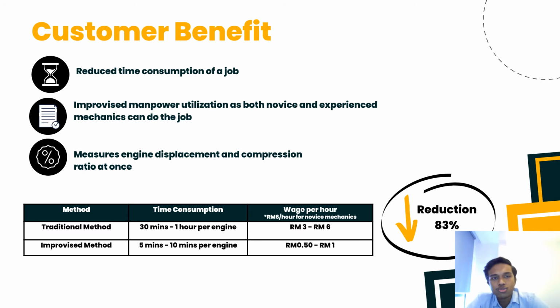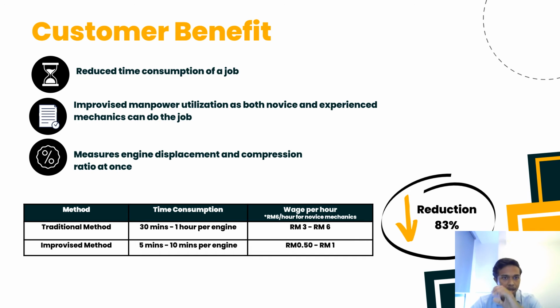And the second is we can improve manpower utilization, as both novice and experienced mechanics can do the job, because the stereotype common among the workshops is that only experienced mechanics get to do this type of work, because their experience qualifies them to know when to really stop the water flow. And the third one is it can measure engine displacement and compression ratio at once. So both of these values are going to appear on the screen.